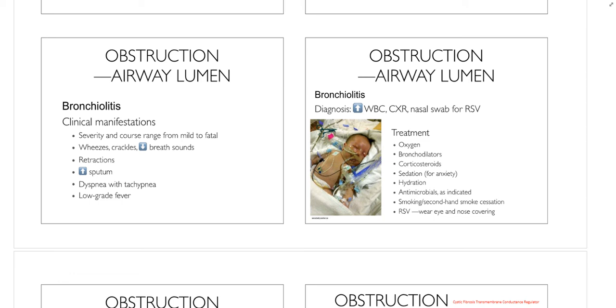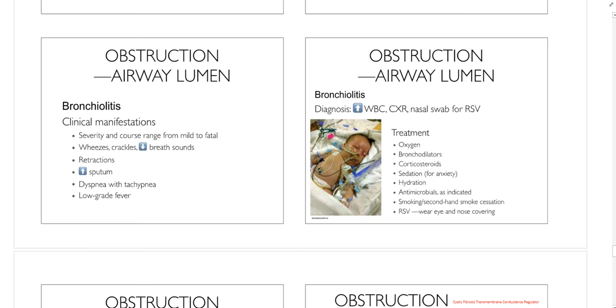We're going to see a tremendous increase in sputum production. We're going to see dyspnea and tachypnea, potentially also a low-grade fever. We're going to diagnose bronchiolitis based on an increase in white blood cell count. We're going to do a chest x-ray to rule out other issues like potentially pneumonia, and do a nasal swab to diagnose specifically RSV. Treatment is going to include oxygen to try to promote more oxygenation and a greater saturation.